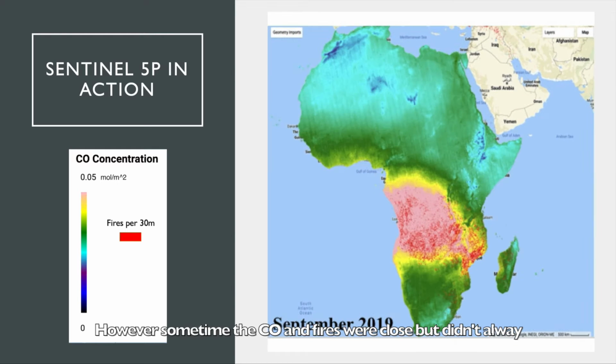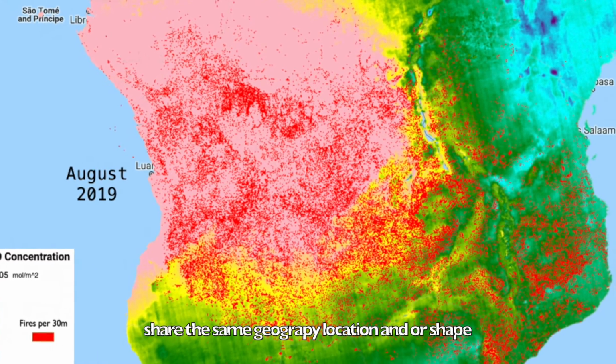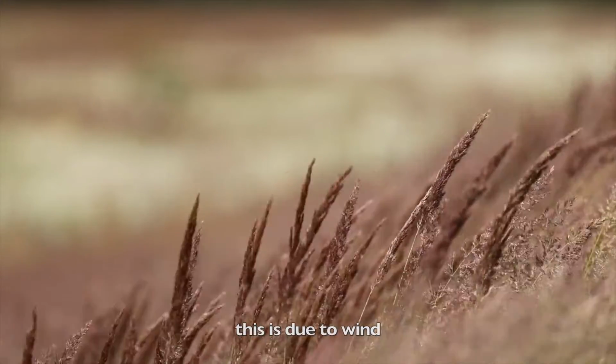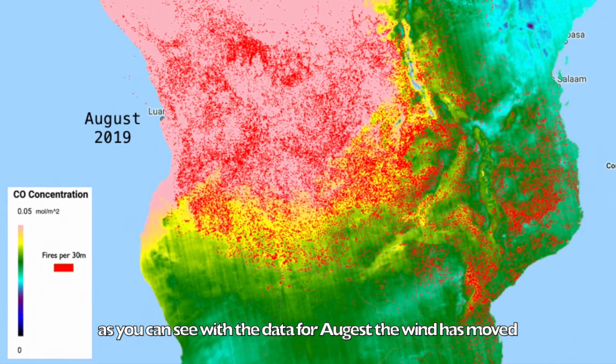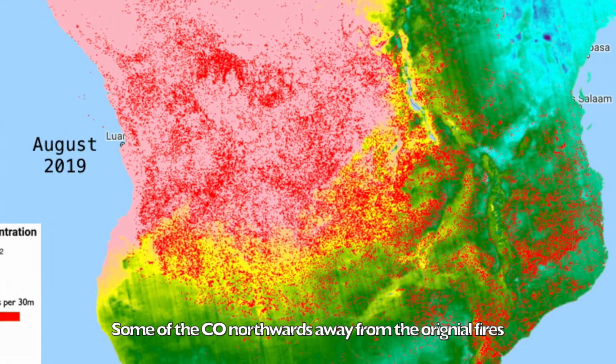However, sometimes the carbon monoxide and fires were close, but do not always share the same geographic location and/or shape. This is due to wind. As you can see with the August data, wind has moved some of the carbon monoxide northwards away from the original fires.